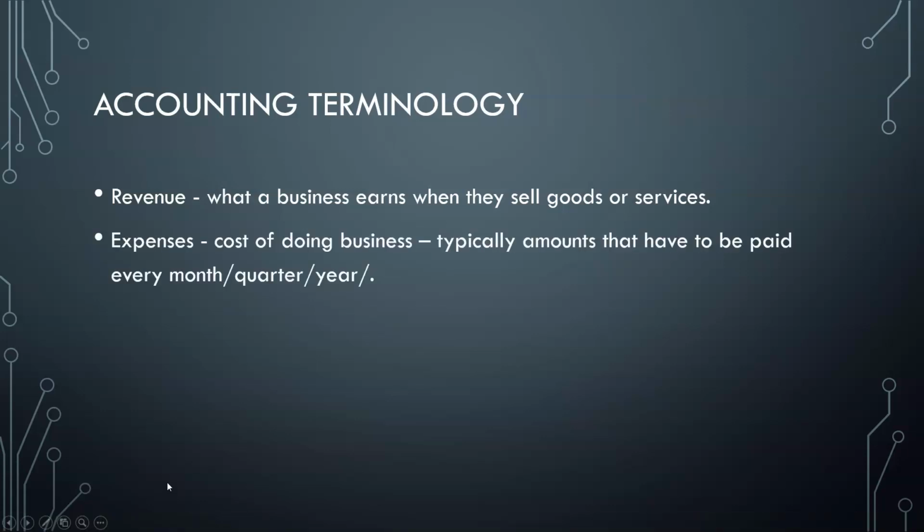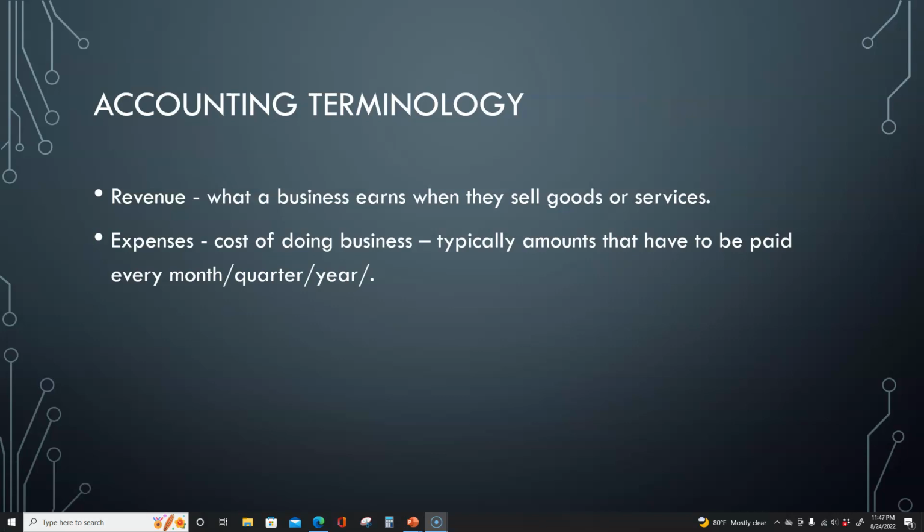Next, let's look at expenses. Expenses is defined as the cost of doing business. I tell my students to typically think of amounts that have to be paid every month, quarter, or year. Examples are things like salaries, utilities, typically the kind of bills that are paid every month that recur. Some expenses, like taxes, may only need to be paid every quarter or every year.